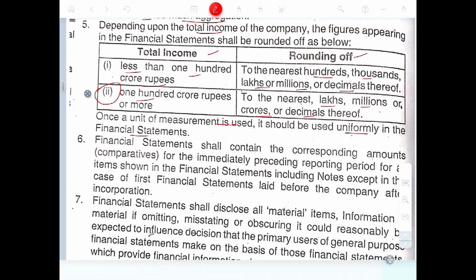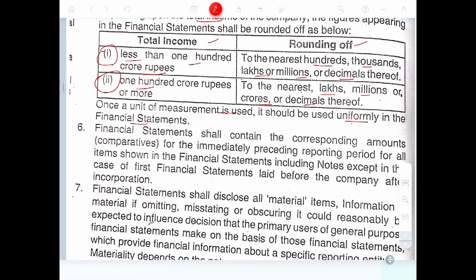When total income is above 100 crore, then nearly lakhs and millions only you can go. You can't go for hundreds and thousands.